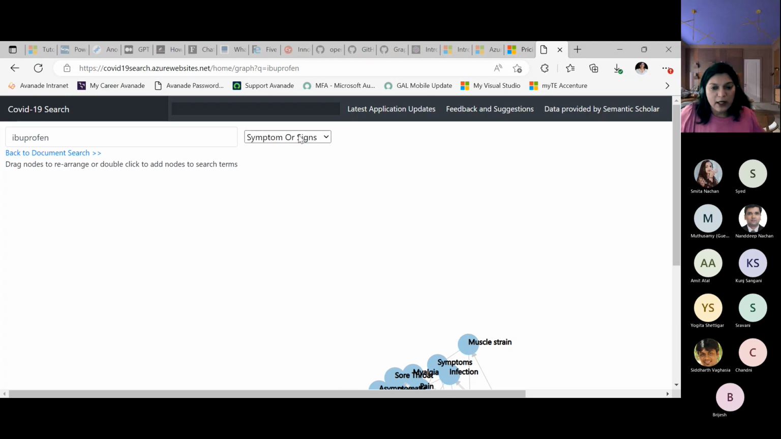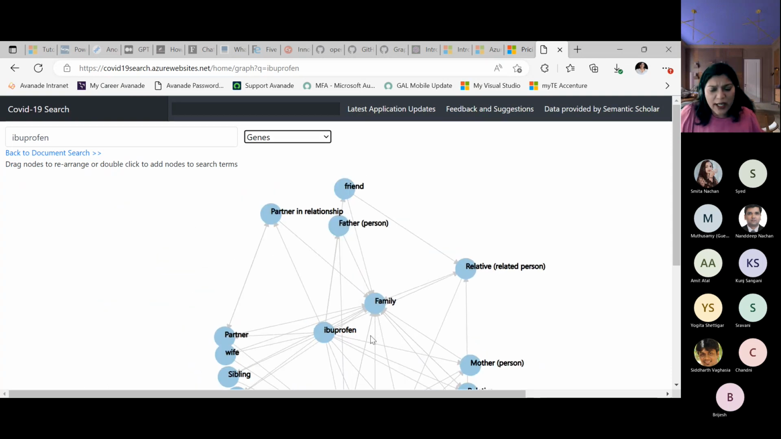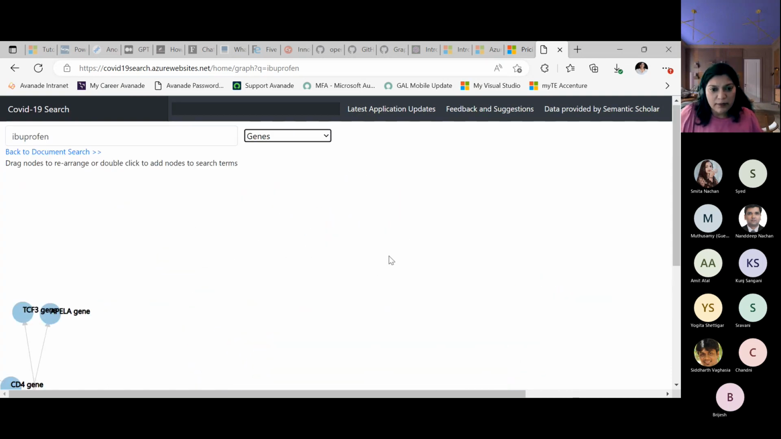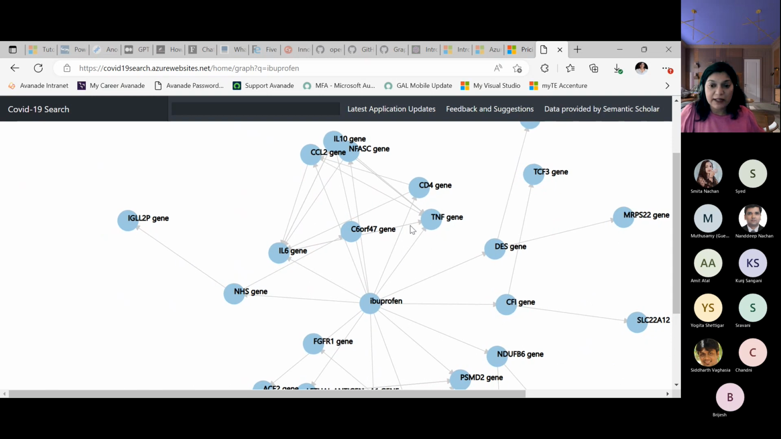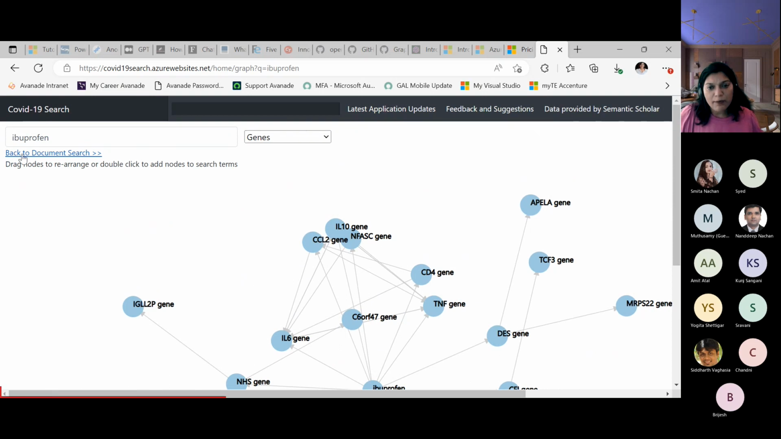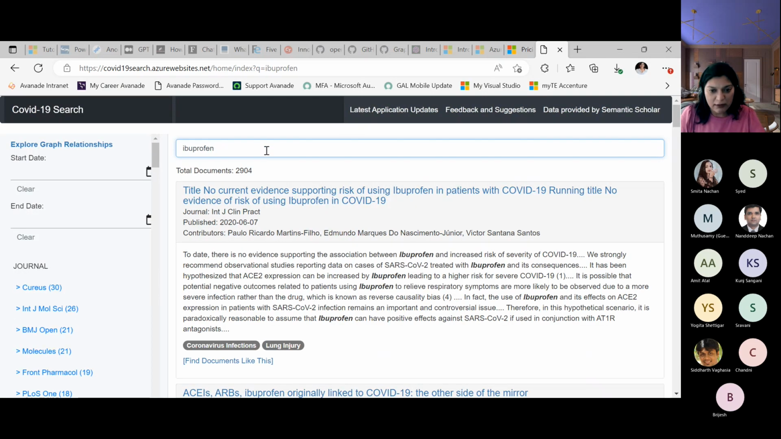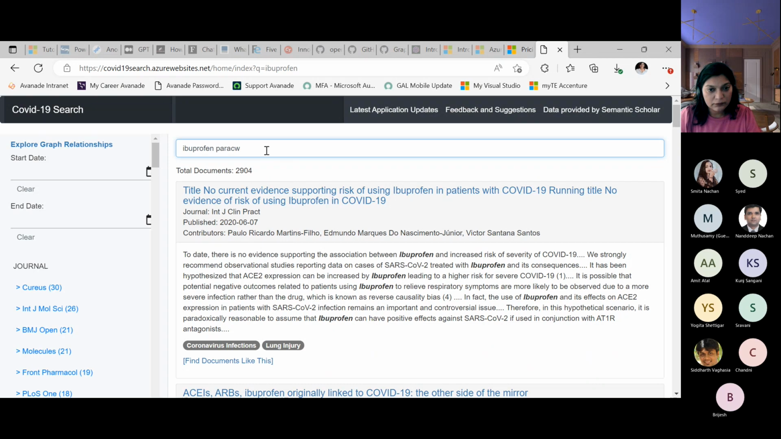Okay, so let's further drill down and look at genes which are influenced by ibuprofen, and you can further enhance this search as well. So you have different gene names from different documents which are extracted, and you can see how they are affected by ibuprofen. You can probably further enhance this search. So from ibuprofen I can, for example, type paracetamol. And then further you can again delve down into those deeper relationships.